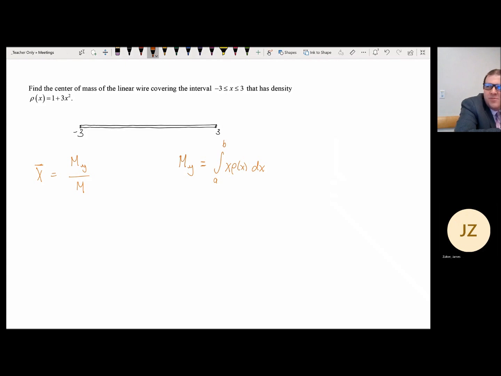Y moment's simple. Integral from a to b of x times rho of x dx. For derivation, watch the video. Total mass is also fairly simple. Just the integral of the density.